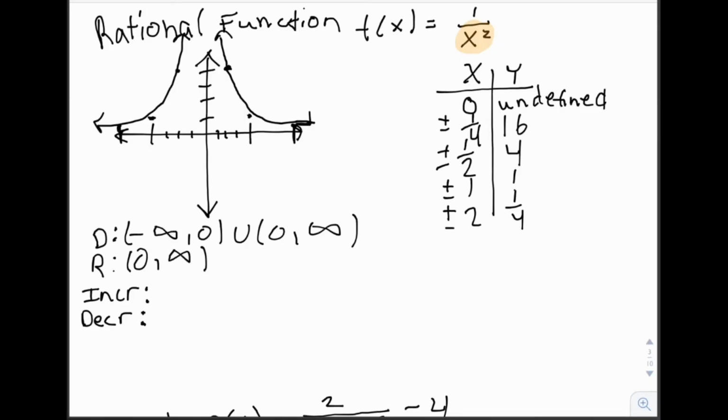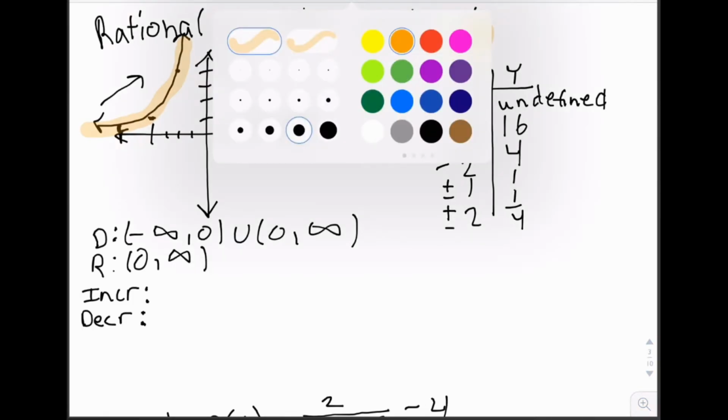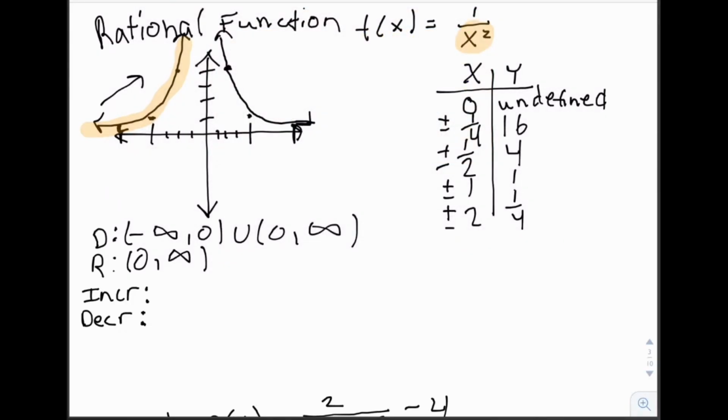Our interval of increasing, in this case, will be negative infinity to 0, because if we move left to right, from negative infinity all the way to 0, we're moving in an increasing direction. And for our decreasing, if we move left to right, we will be from 0 all the way to positive infinity, because again, we are moving downward. So let's summarize that. Increasing was negative infinity to 0, and decreasing was 0 to infinity.